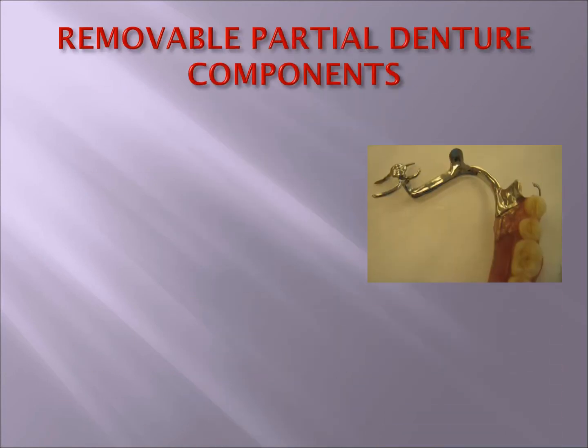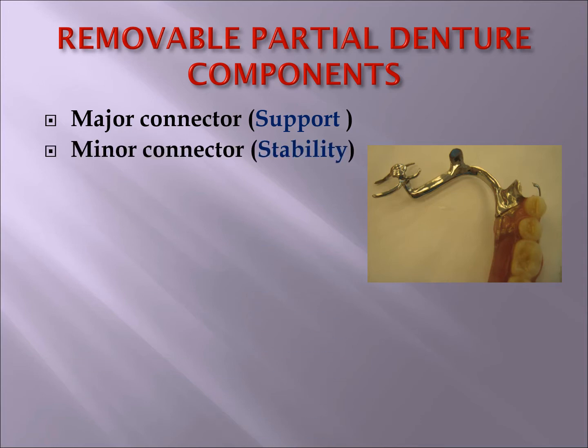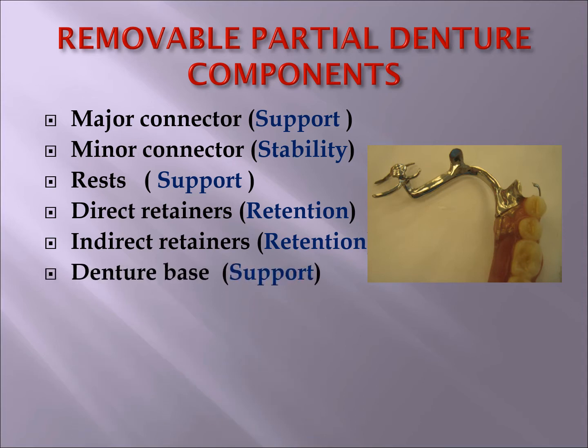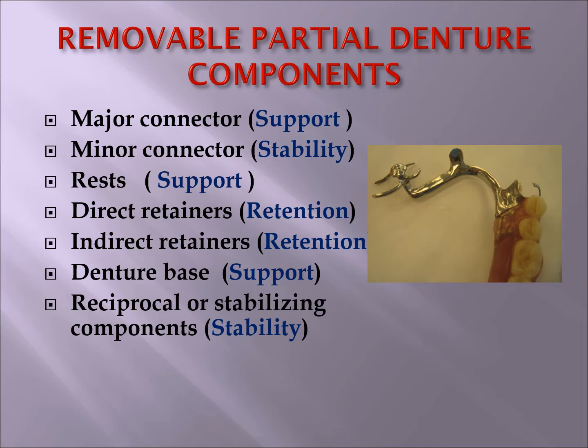Now, the components in general, first of all, we have the major connector, which, in addition to connecting the components on one side to the other side, provides support. The minor connectors, in addition to the connection between the different components and the major connector, also provide stability. And we also have the rests, which are there to provide mainly support. And we have the direct retainers that provide retention, the indirect retainers that provide retention, the denture base provides support, and reciprocal or stabilizing components also provide stability to the dentures.